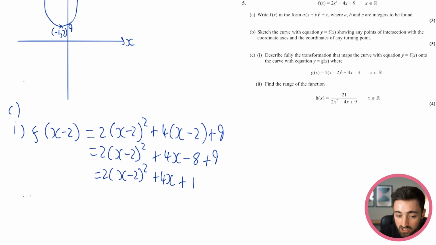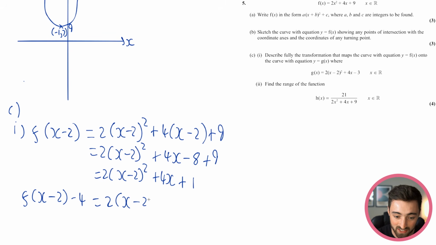So what if I was to just say, well, let's take f of x minus 2. And then what do I need to do to this thing here to get g of x? Well, the only difference is g of x has this minus 3 and I have a plus 1. So why don't I just take 4 from this? I take 4 from that, what am I going to get? I'm going to get 2 times (x minus 2) squared plus 4x minus 3. And I go, wait a minute, that's just g of x. Now, why is any of this useful?